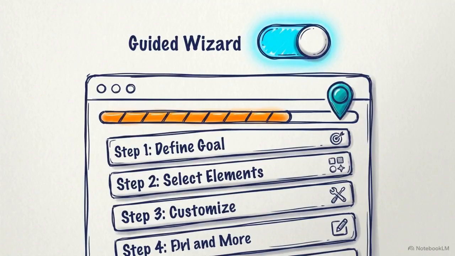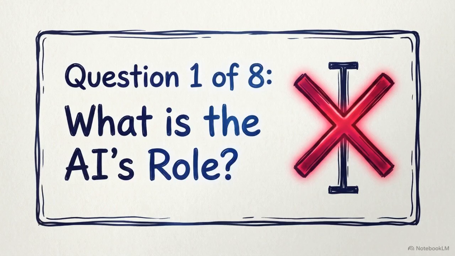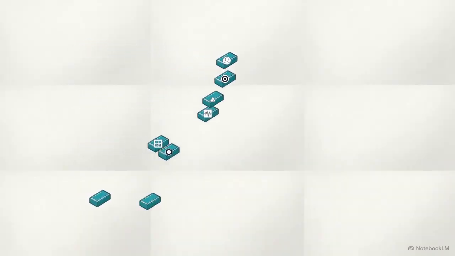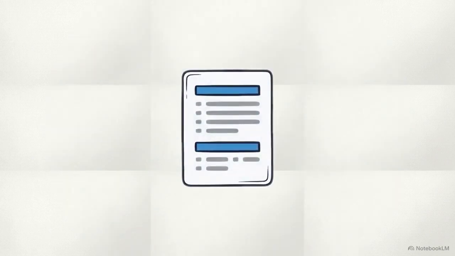For more complex tasks, stay in the Build tab and switch to the Guided Wizard. Instead of staring at a blank cursor, the wizard asks you 8 sequential questions. As you answer them, the app compiles your responses into a single cohesive instruction block.